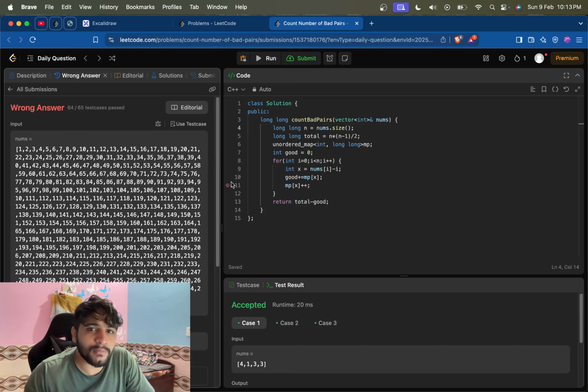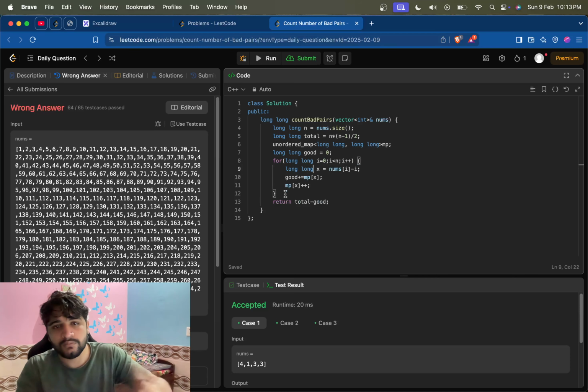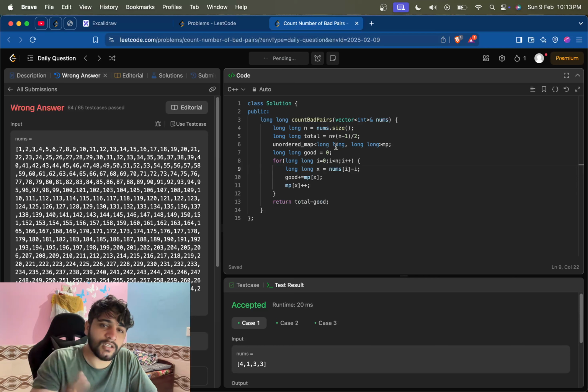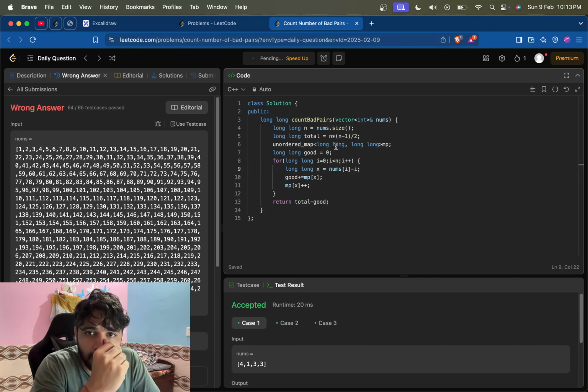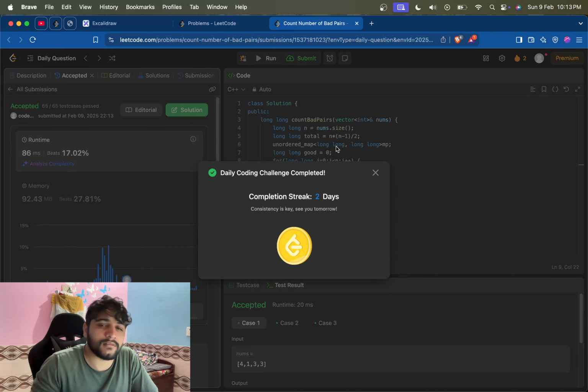So let's just replace all the ints by long long. Actually we need to do this because the return type of this function is long long, so the range covers more than int, so we need to use long long everywhere to maintain this. Yeah, it works.